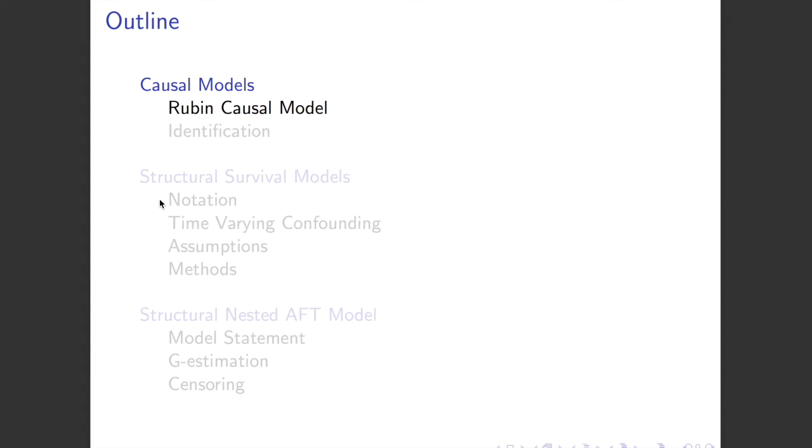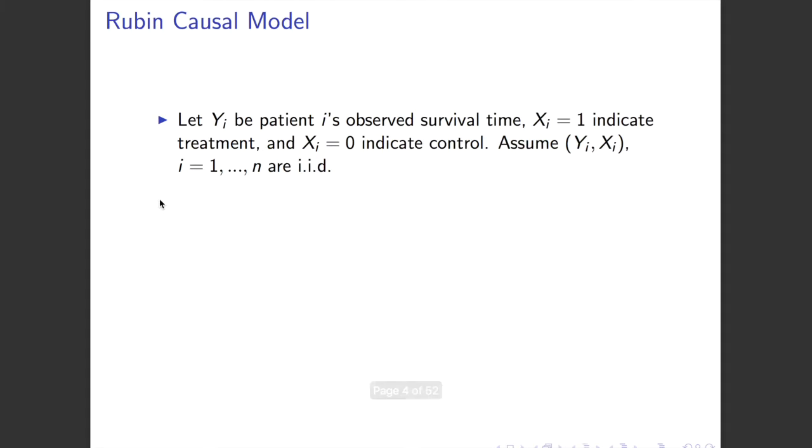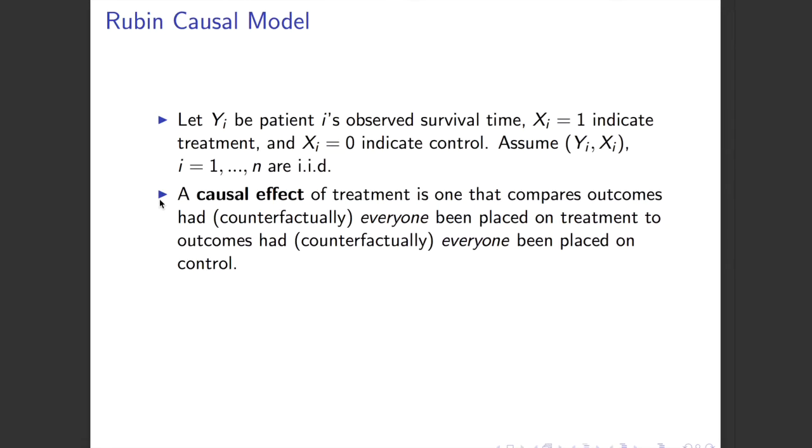So first we'll talk about the Rubin causal model. Let yi be patient i's observed survival time, xi equal 1 indicate treatment, and xi equals 0 indicate control, and assume that (yi, xi), i going from 1 to n, are IID. So a causal effect of treatment is one that compares outcomes had, contrary to fact, everyone been placed on treatment to outcomes had, contrary to fact, everyone been placed on control.